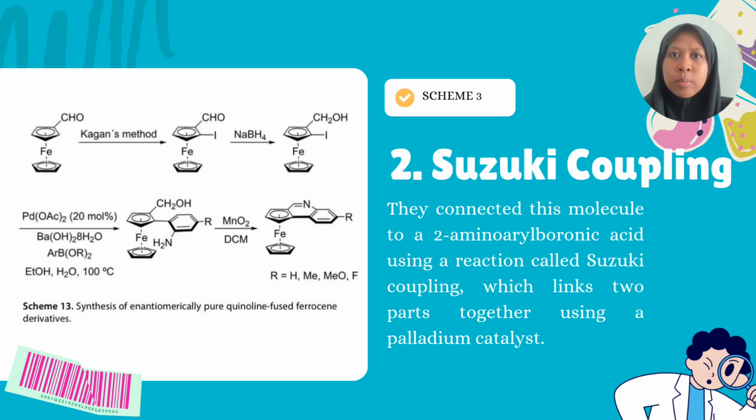Second, a Suzuki coupling reaction was performed. Here the iodine atom on the ferrocene was replaced with a 2-aminoaryl group using 2-aminoarylboronic acid or its pinacol ester. This step creates a key intermediate that contains both an amino group and the alcohol group nearby.